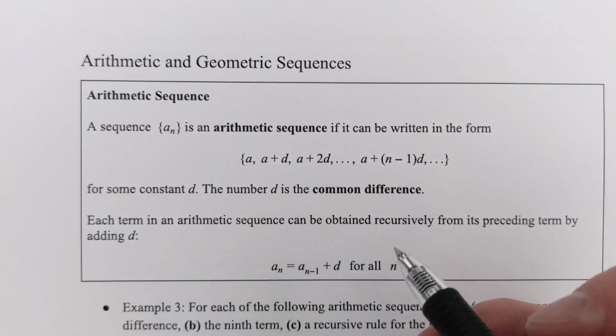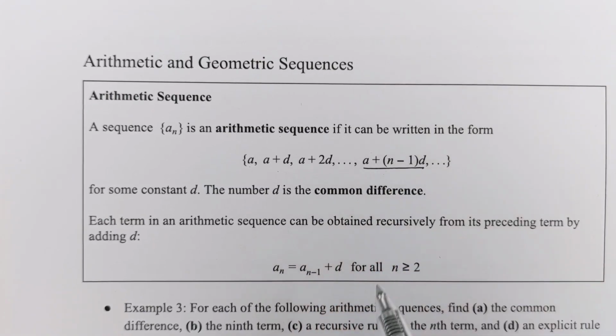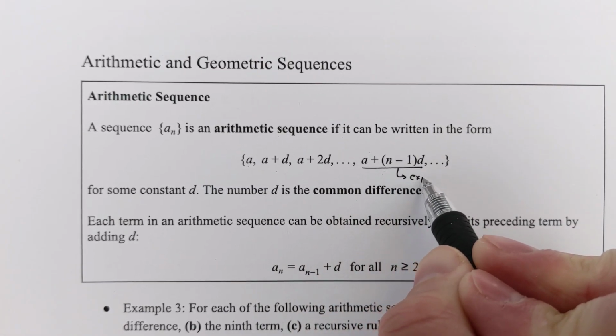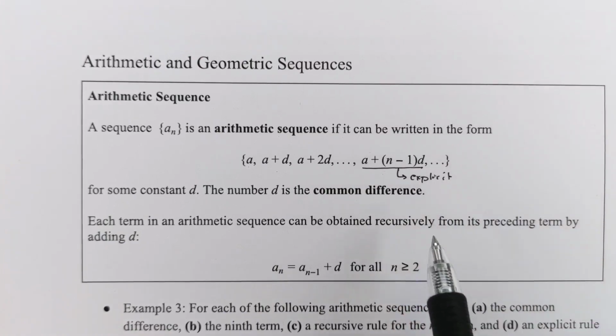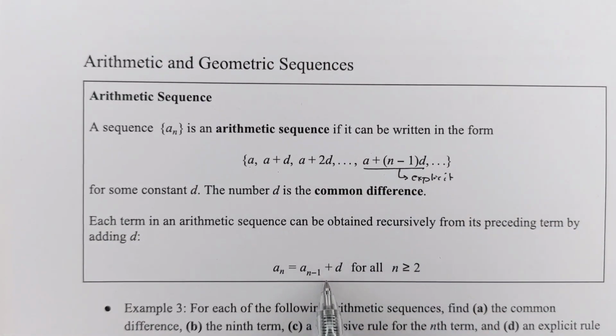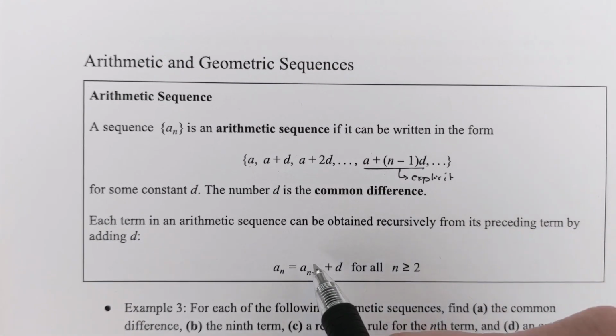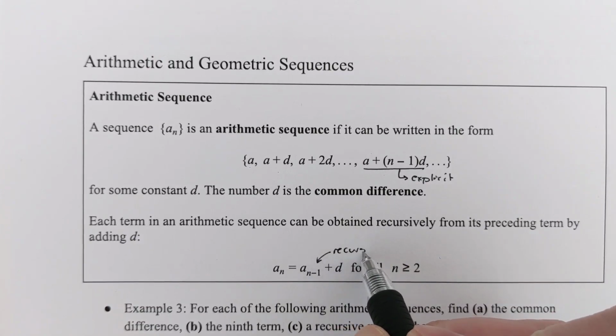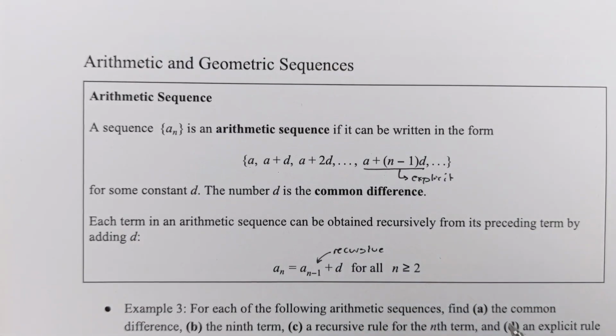So it looks like this. This version right here, that's the explicit version, because it depends only on n. Down here, it depends on the previous term, so this is the recursive version.